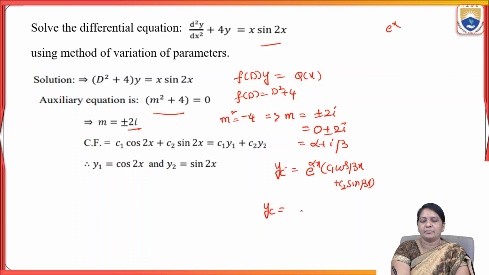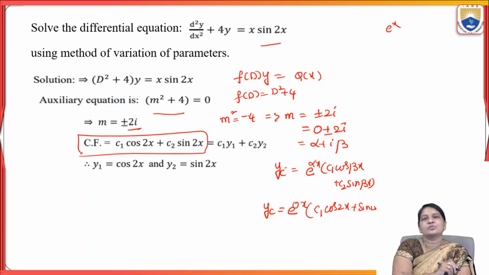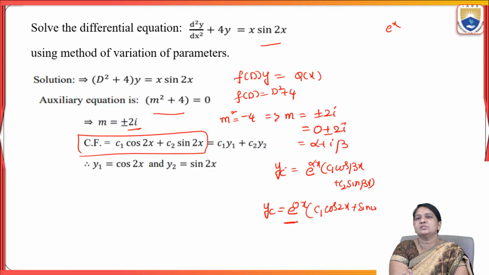So based on that I am writing here: e power alpha, value is 0. So e power 0x, c1 into cos, beta value is 2, so cos 2x plus c2 sin 2x. This is what we wrote here. So the complementary function is c1 cos 2x plus c2 sin 2x, because here e power 0 is 1.